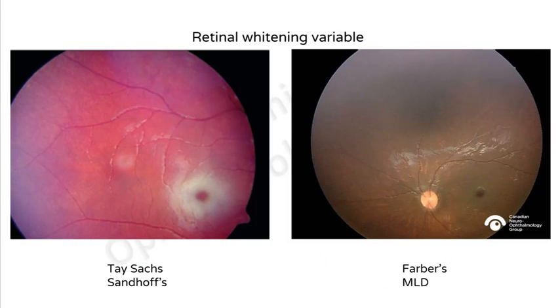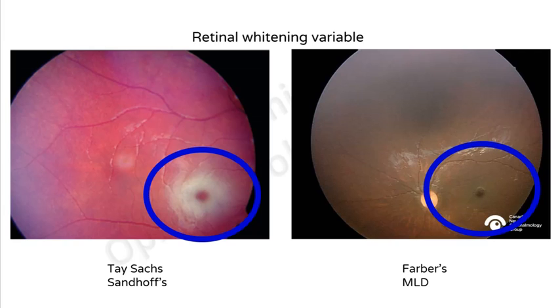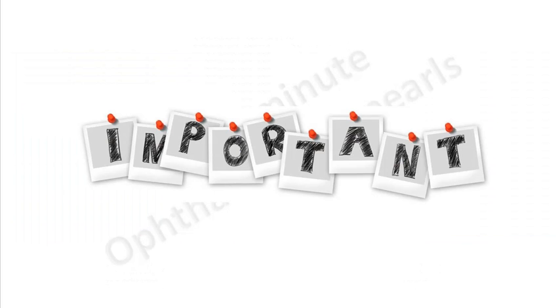Retinal whitening that produces the cherry red spot also varies in its appearance in various conditions. It is opaquely white in Tay-Sachs disease and Sandoff's disease, faintly grey in Farber's disease and metachromatic leukodystrophy, and it appears much more diffuse in Niemann-Pick disease.